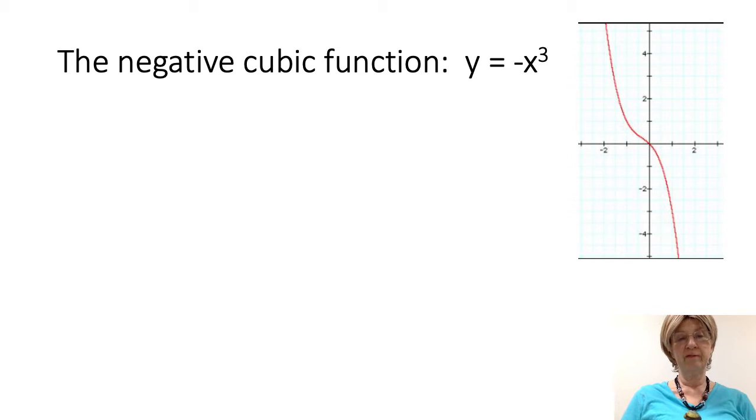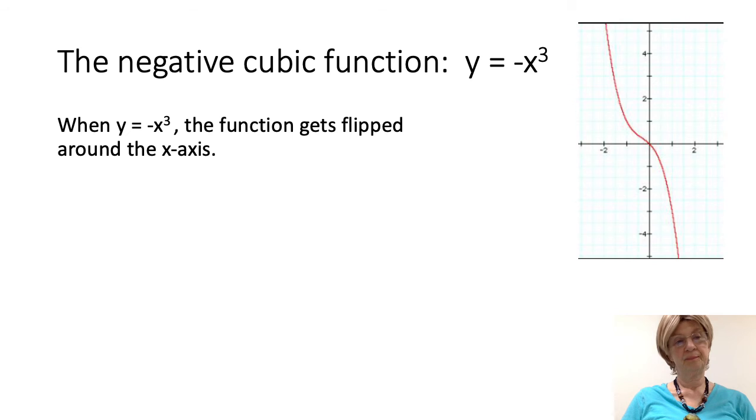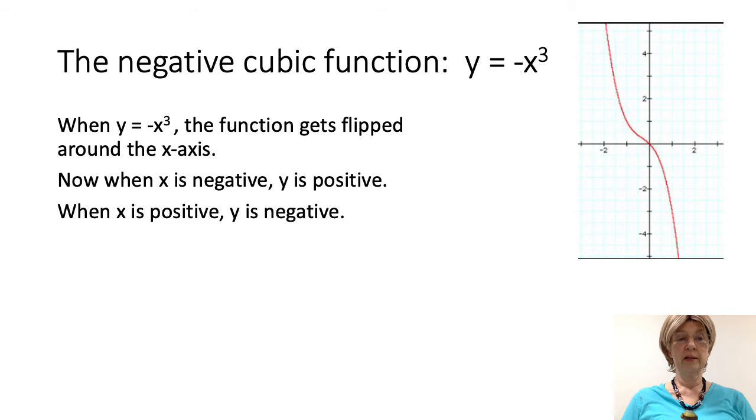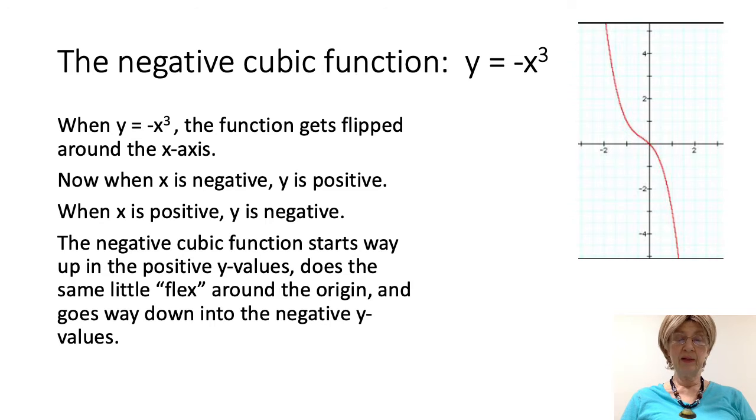The negative cubic function, y equals minus x cubed. When y equals minus x cubed, the function gets flipped around the x-axis. Now, when x is negative, y is positive. When x is positive, y is negative. The negative cubic function starts way up in the positive y values, does the same little flex around the origin, and goes way down into the negative y values.